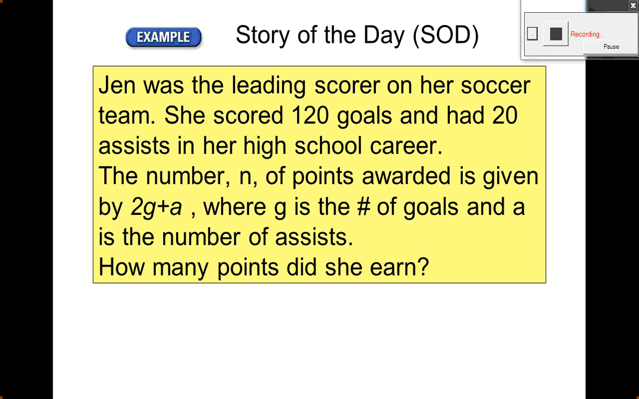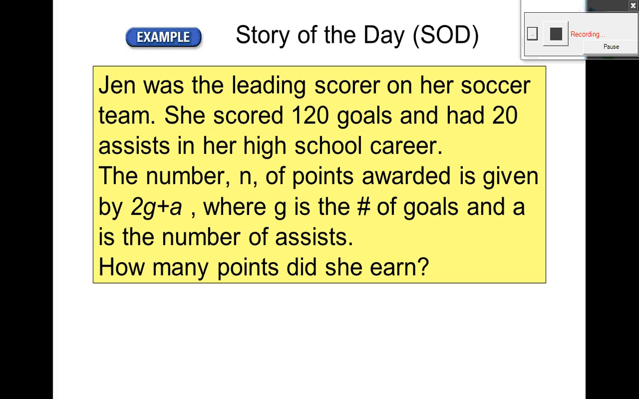All right, we have a story of the day. Here's what the story says. Jen was a leading scorer in her soccer team. Sorry, she scored 120 goals and had 20 assists in her high school career. The number n of points awarded is given by 2G plus A, where G is the number of goals and A is the number of assists. How many points did she earn?